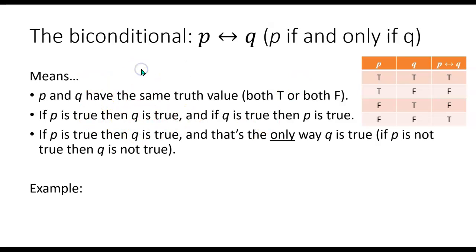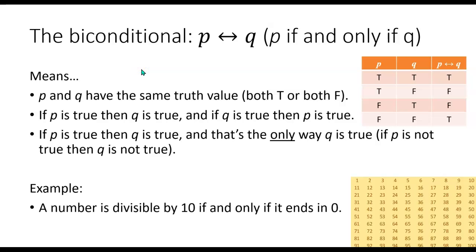So an example of a statement like this would be, a number is divisible by 10 if and only if it ends in 0. So there it does go both ways. If a number is divisible by 10, you know from that fact that it must end in a 0. And if a number ends in a 0, you know from that it must be divisible by 10.